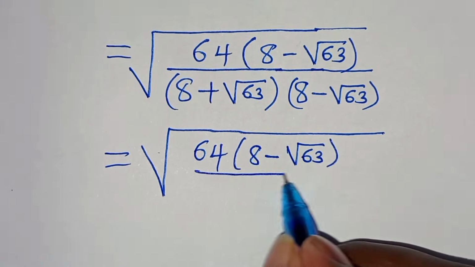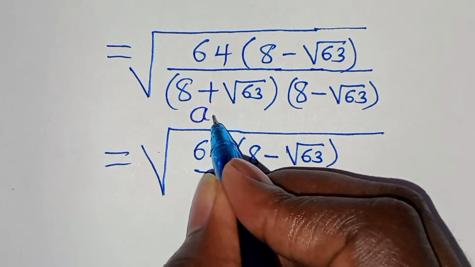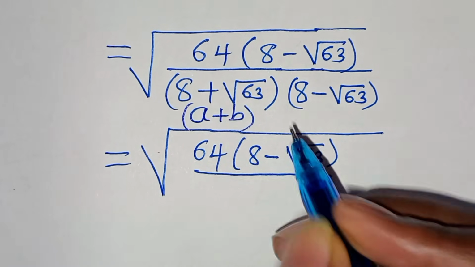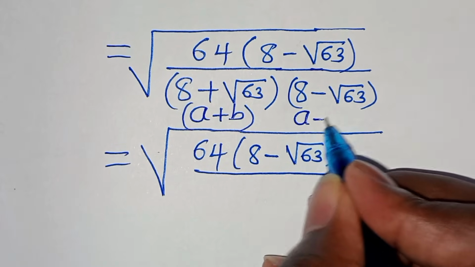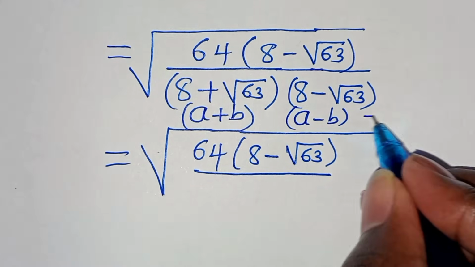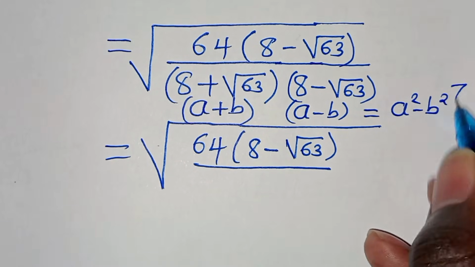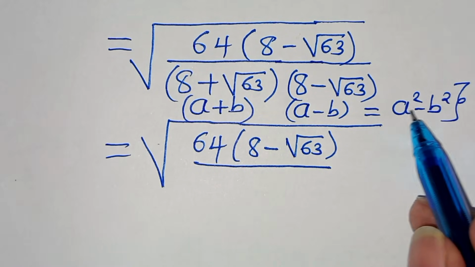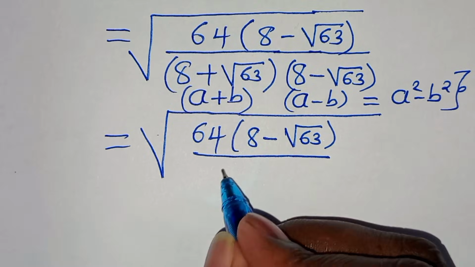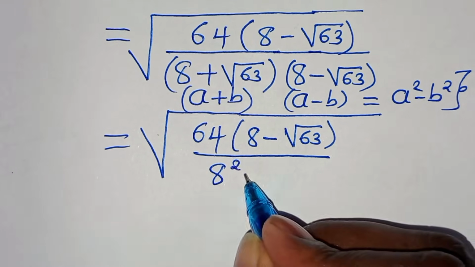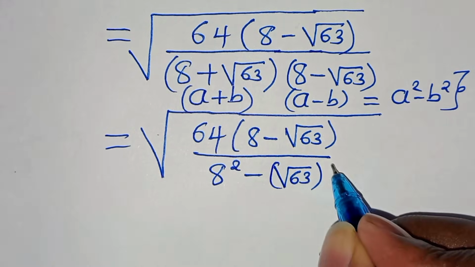Now, divided by 8 plus square root of 63, this is in the form of a plus b, multiplied by 8 minus square root of 63, which is in the form of a minus b, which we can express as a to the power of 2 minus b to the power of 2. Now, let's apply this, the difference of two perfect squares identity. So this means we have 8 squared subtract square root of 63 raised to the power of 2.